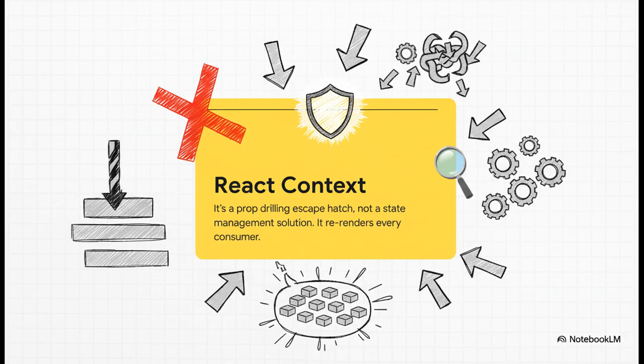And it has a fatal flaw for state management. When its value changes, it re-renders every single component that consumes it, even if that component only cares about a tiny piece of the state that didn't even change.